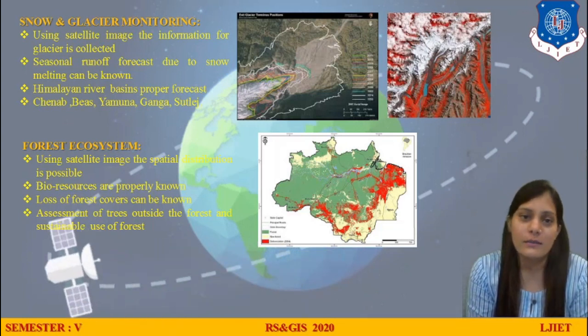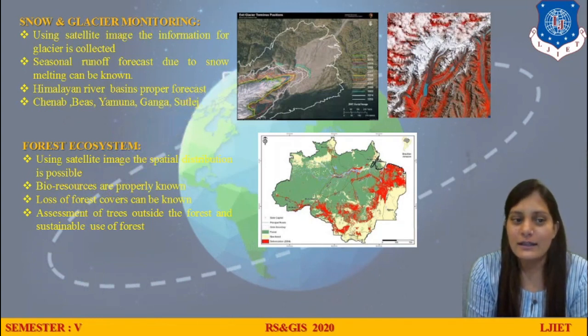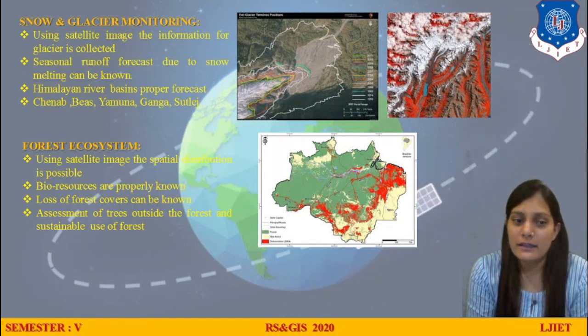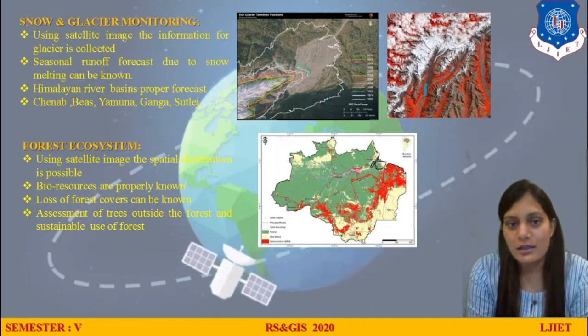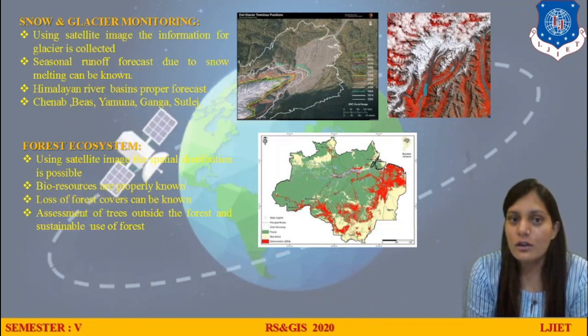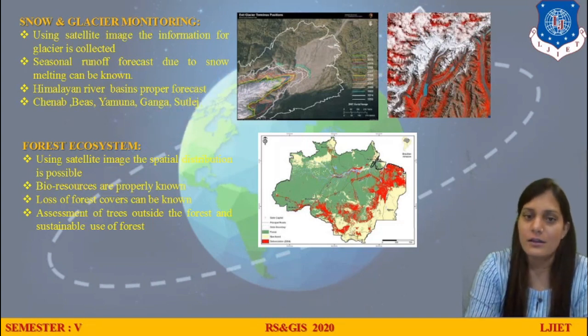We all know that there are many types of ecosystems, but the forest needs to be properly maintained, so that we can get satellite images, spatial distribution, and bioresources, all properly available, and we need to maintain all of those things so the forest can be properly retained, and we get a good amount of life, a good amount of oxygen, and a proper environment for survival.